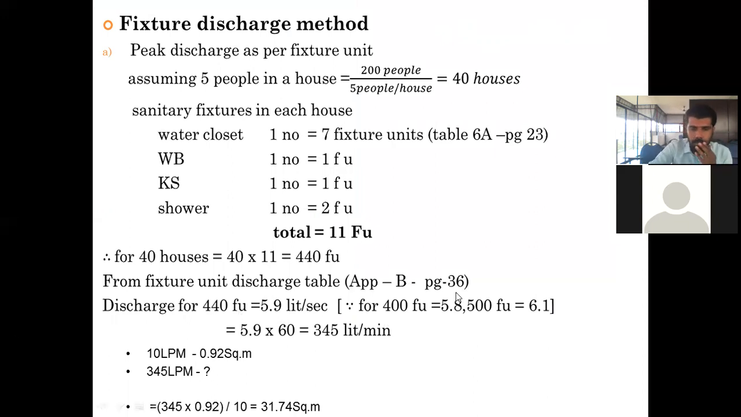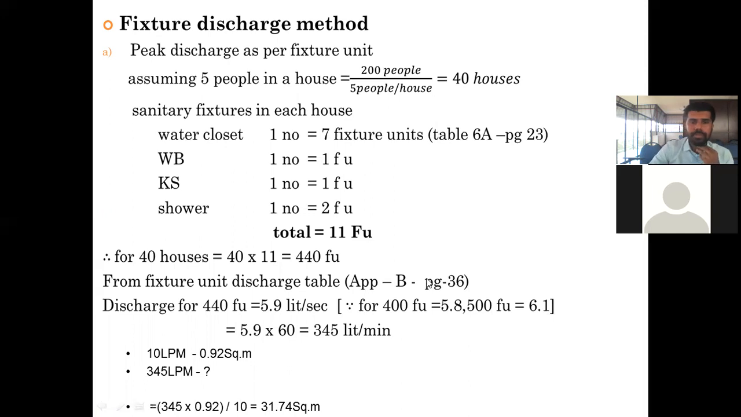For 400 fixture units it is 5.8, and for 500 fixture units the discharge is 6.1. For 440 approximately it would be 5.9 liters per second. Now just convert that liter per second into liter per minute. Multiply by 60: 5.9 into 60 is equal to 345 liters per minute. So from 40 houses, 345 liters per minute is being discharged.